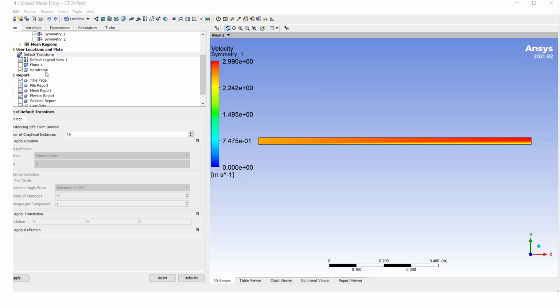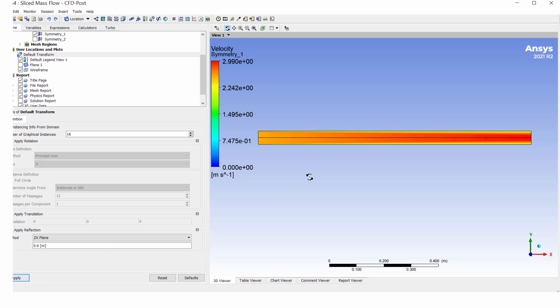Then if we look here into the default transfer, apply reflection over the theta x plane, then we have the full contour. And we can see that in this case, using the slice mass flow, 5 kilogram per second divided by 16, gives similar results to those obtained with the full 3D geometry. This means that this is the approach we need to follow when we use this slice geometry and symmetry boundary conditions in CFX.